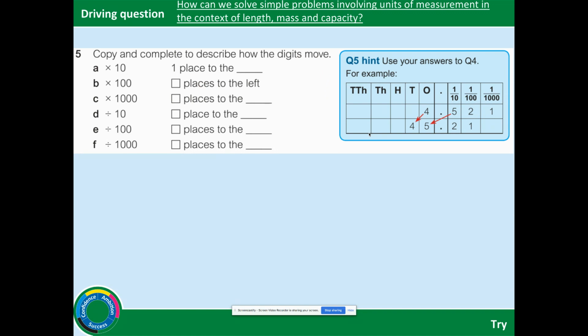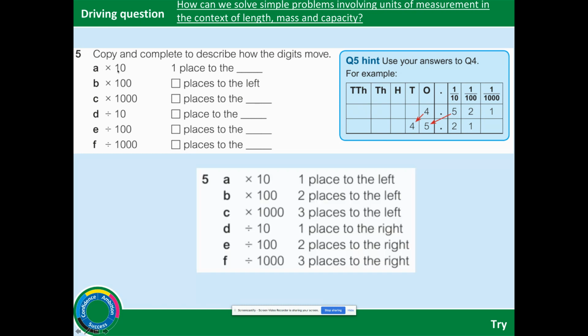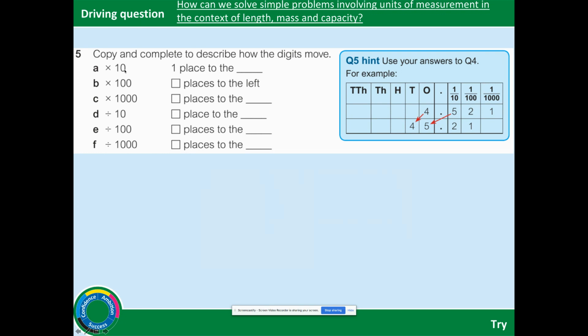Right, copy and complete to describe how the digits move. There's a table over here to help you, to remind you. Have a go. Write down 5a times 10. You move one place to the, you have to fill in left or right. B, when you multiply by 100, how many places to the left it's telling you. Okay, press pause on the video, have a go at that one, and then we'll just check out the answers.